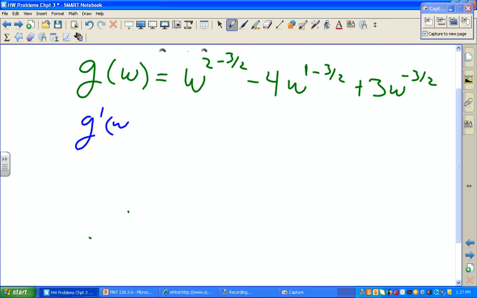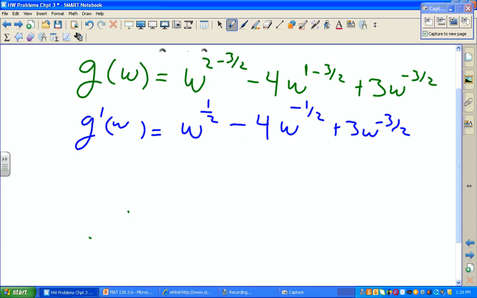G prime of w equals w to the 1 half, 4w to the negative 1 half. Now I got to take the derivative. Phew. I was trying to take it step by step, not to lose anybody, but I forgot to take the derivative.